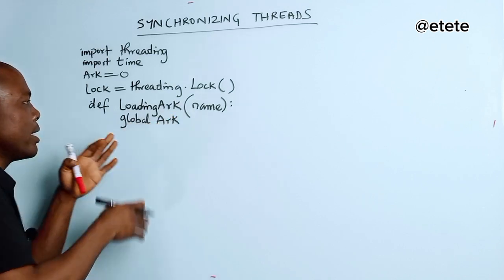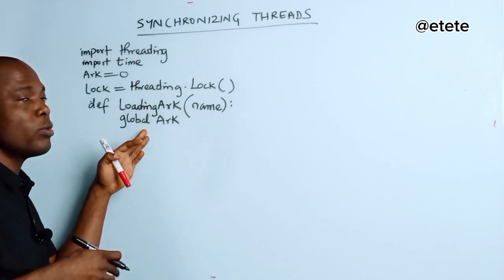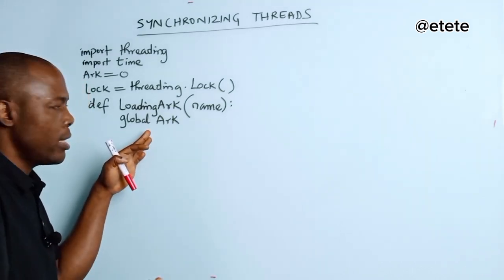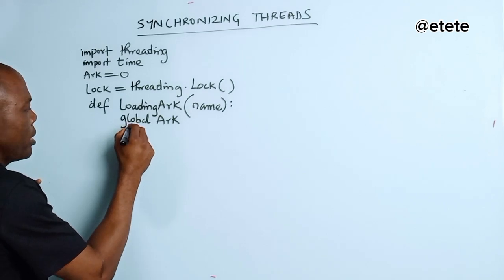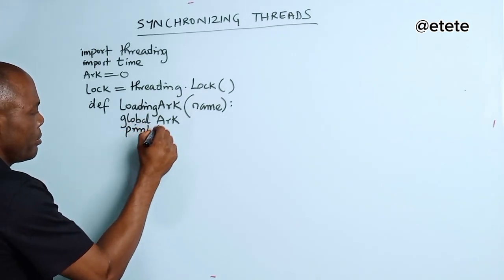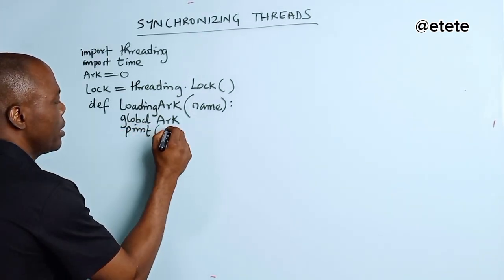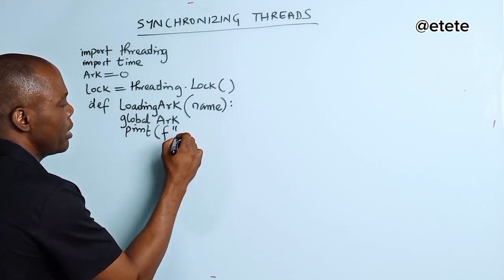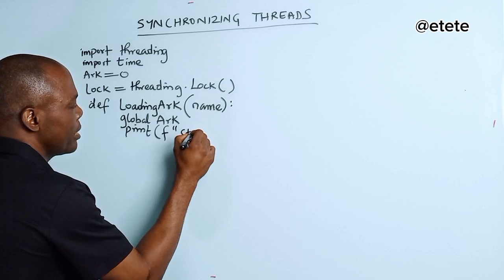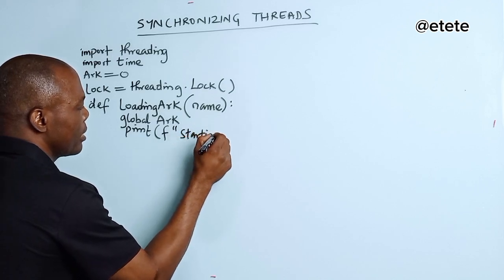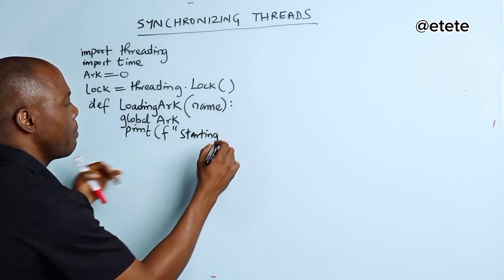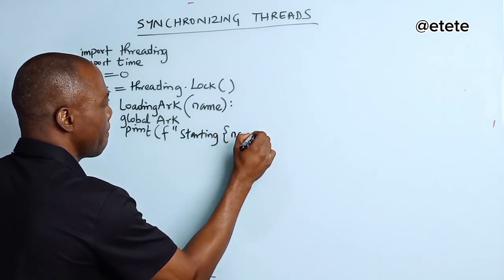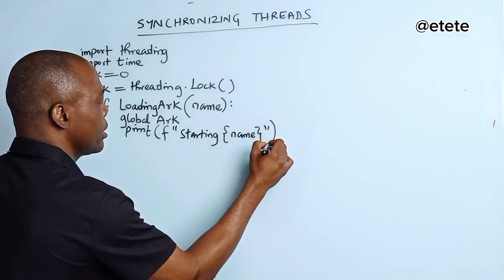Now, having done that, the next thing we want to do is print out a string literal, giving an instruction to say you are starting this process. So here we say print, then we'll call our format string. In this place, we will say starting, then we'll put name. Then we'll close this. I will explain.